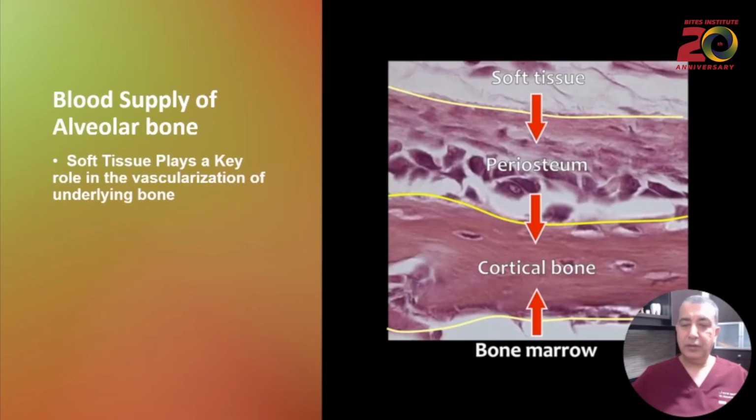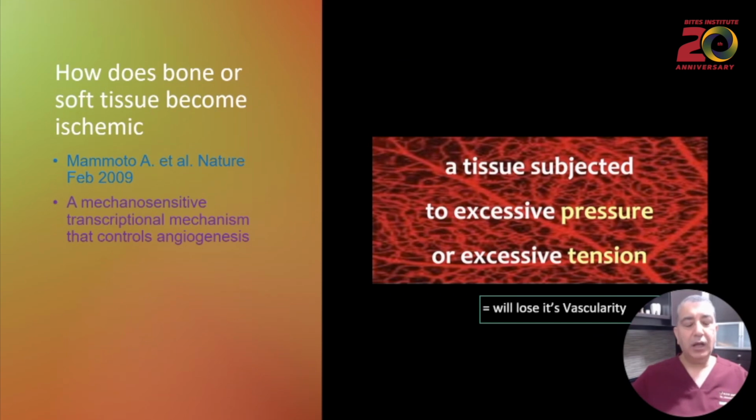So we all know that blood supply to the underlying bone is coming from the soft tissue. So the soft tissue plays a key role in providing the blood supply to the underlying tissue. So how does the bone or soft tissue become ischemic? From the study of Mamato, we know that tissue subject to either excessive pressure or excessive tension will lose its vascularity.